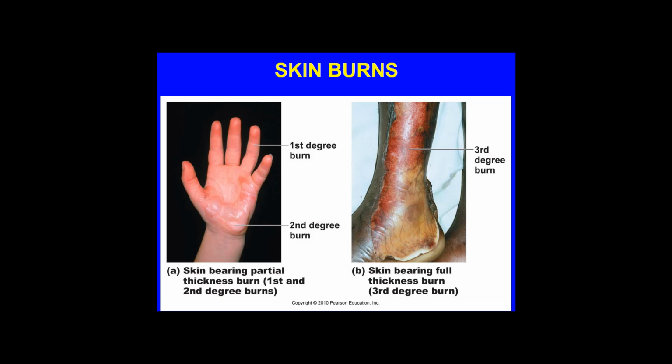The definition of a burn is tissue damage inflicted by intense heat, but it can also be caused by electricity, radiation, or certain chemicals. In other words, really strong acids, really strong bases. These are going to denature the proteins. These are going to cause cell death in the affected area.